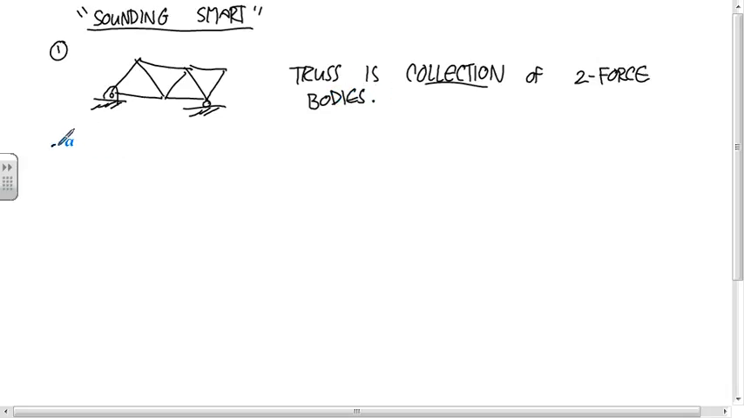Okay, and then the second one was a lot of people in the question on the quiz asking why can't a truss have a fixed joint? A lot of people said because fixed joints provide a third force that's a couple.